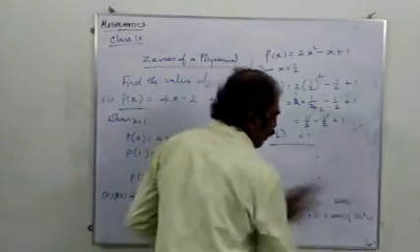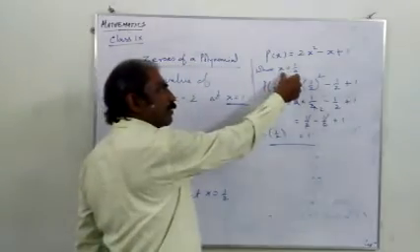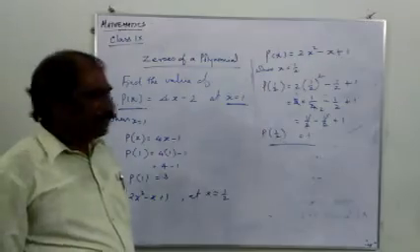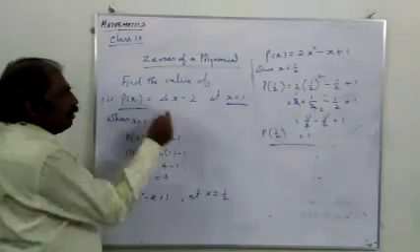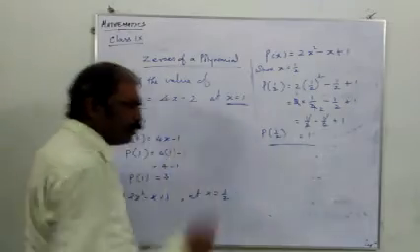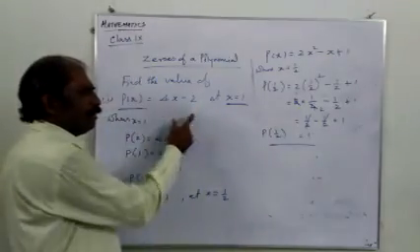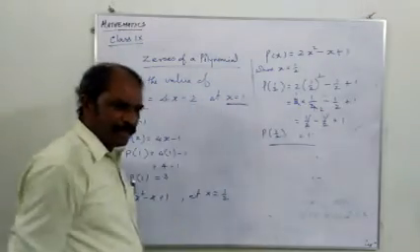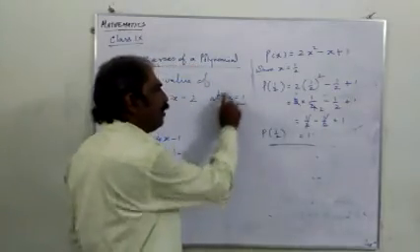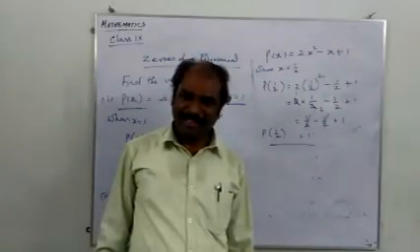So this way we can find the value of polynomials also. And just by finding the value of the polynomial, we can check whether the given value of x is the zero of this polynomial or not. When the polynomial is given and we are finding the zero of the polynomial, we find the value of the polynomial for a particular value of x, and hence we can check whether the given value of the variable is the zero of the polynomial or not.